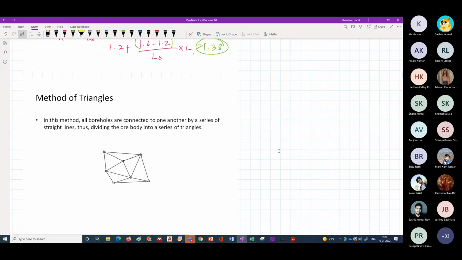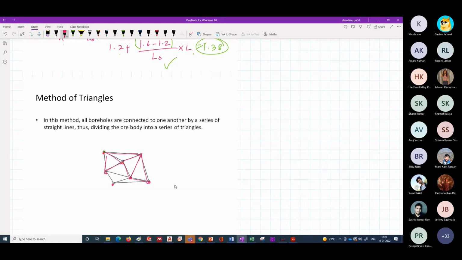Okay, so we know that at a point you can calculate using this, but similarly we use the method of triangles, right? Let's say these are the borehole locations. So to estimate the total quantity, what we do is we divide this into triangles, joining the nearest points.